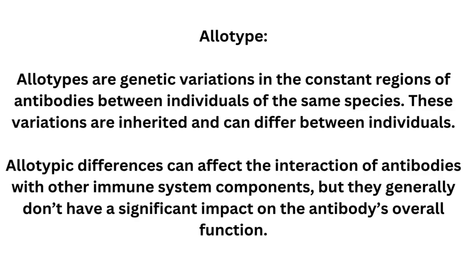Allotypes are genetic variations in the constant regions of antibodies between individuals of the same species. These variations are inherited and can differ between individuals. Allotypic differences can affect the interaction of antibodies with other immune system components, but they generally don't have a significant impact on the antibody's overall function.